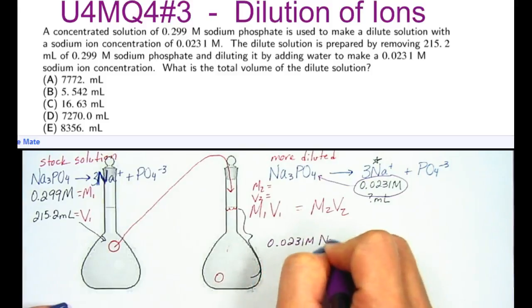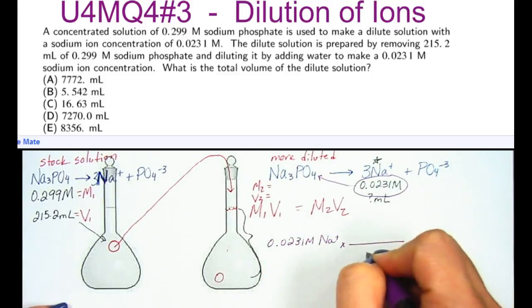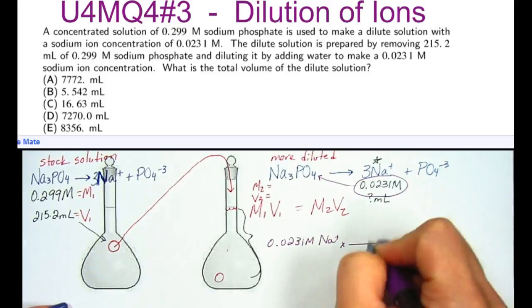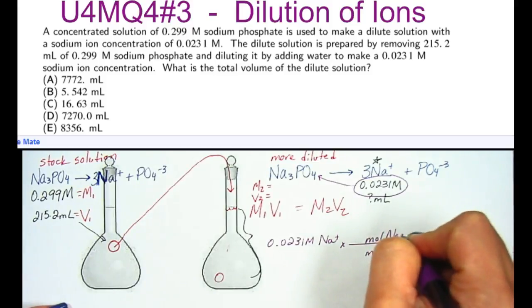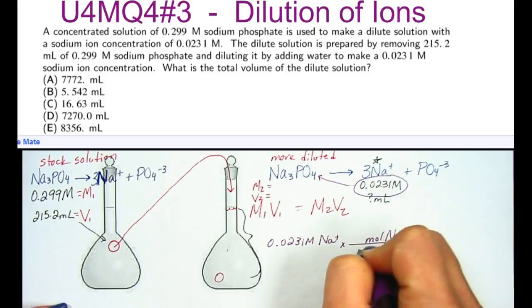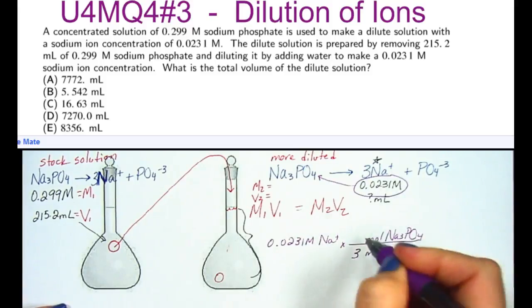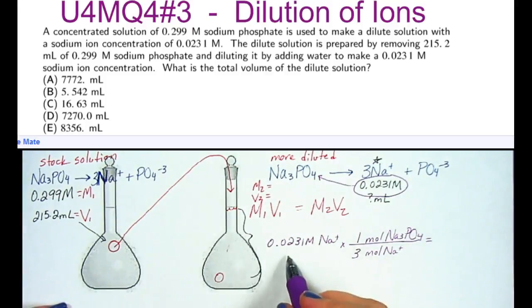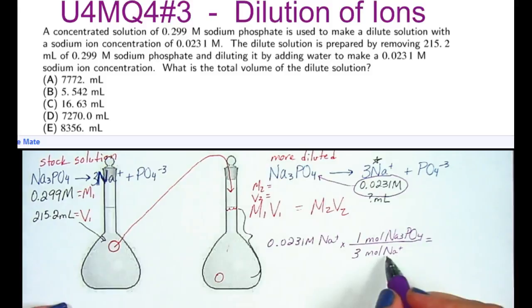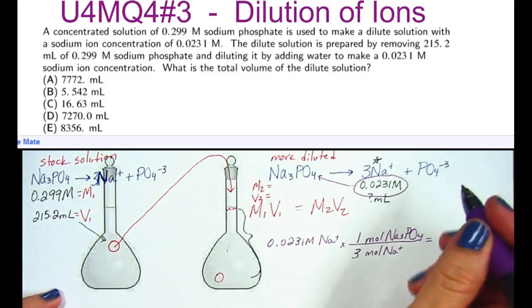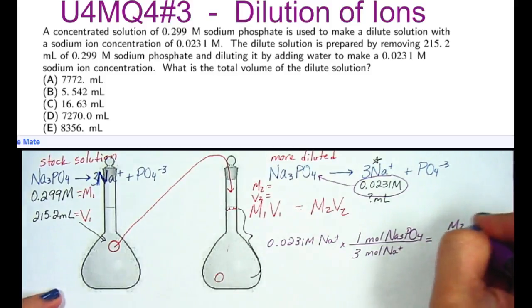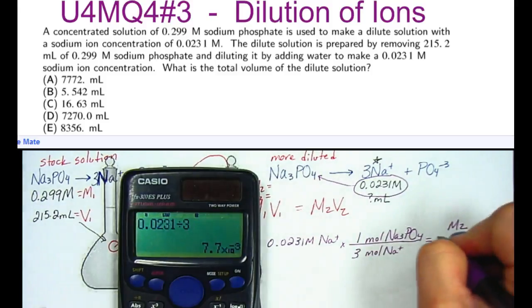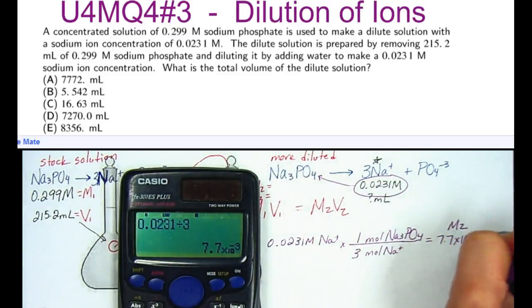So 0.0231 molar sodium ions. And then I'm going to go from moles of sodium ions to moles of sodium phosphate. There are 3 moles of sodium ions to every 1 mole of sodium phosphate. And so 0.0231 divided by 3 is going to give me my M2, which is 7.7 times 10 to the negative 3 molar sodium phosphate.